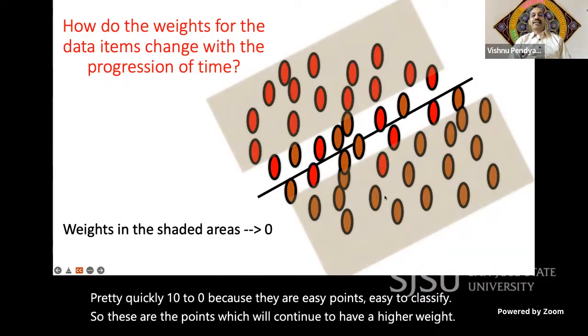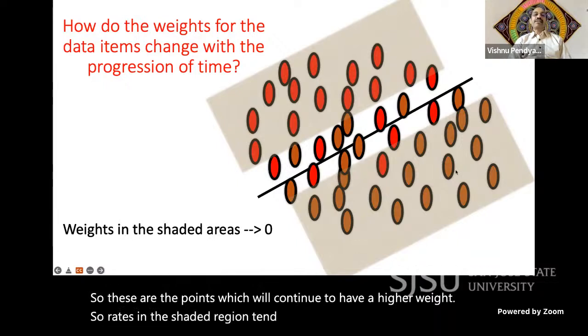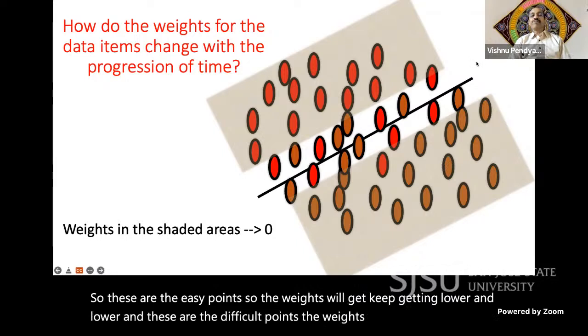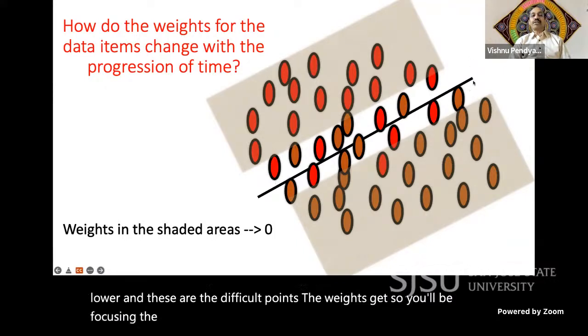So weights in the shaded region tend to 0 with the progression of time. So these are the easy points. So the weights will keep getting lower and lower. And these are the difficult points. The algorithm focuses more and more on these points.